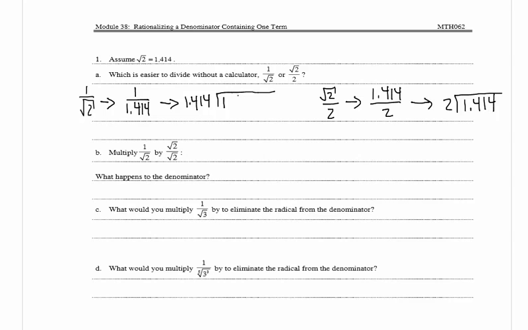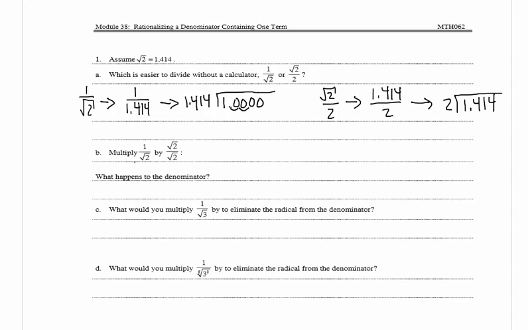In order to do this first division, we would have to put the decimal place in with a bunch of zeros, and then we would have to move the decimal place in order to do this division. So this division would be much tougher. And so the square root of 2 over 2 would be much easier to divide without a calculator.